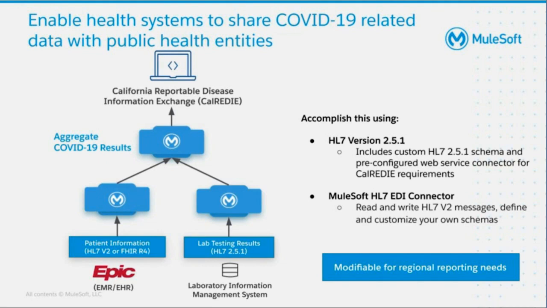We are also providing an implementation template comprising a custom HL7 schema to ensure that the messages are compliant with HL7 v2.5.1 with additional constraints imposed by CalREDIE, as well as a pre-configured web service connector with necessary placeholders for seamless connectivity with CalREDIE. The reference architecture, including the logical view and the sequence diagram, is also included in the solution.